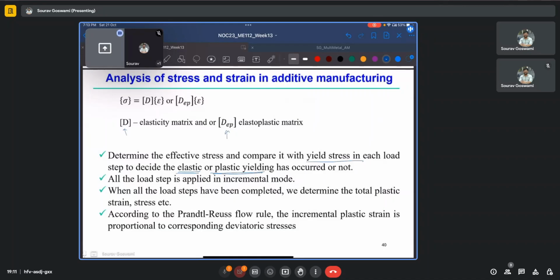Then the load steps are applied in incremental modes of suitably small increments. And finally, when all the load steps have been applied, we determine the total plastic stress and total plastic strain. And according to the Prandtl-Reuss flow rule, the incremental plastic strain is proportional to the corresponding deviatoric stresses.